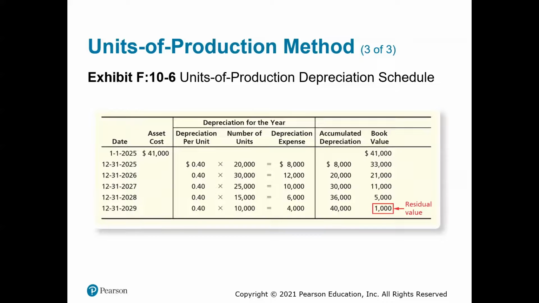Here you see in Exhibit 10.6, the unit of production depreciation for the truck. Here, the depreciation for the year, you have it at 40 cents per mile. Okay, so you still have the book value ending at $1,000.